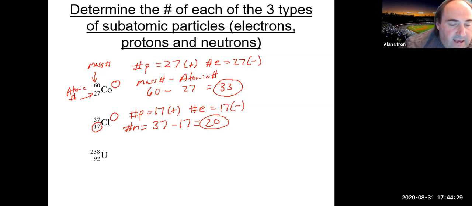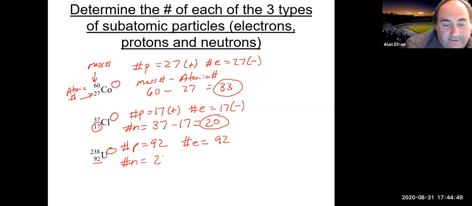And lastly, we have U here, which is uranium. Again, bottom number, which is our atomic number. So our number of protons is going to be 92. Again, no charge here. So our number of electrons needs to match to balance everything out, which would be 92. And our number of neutrons in this case, a lot, I think.